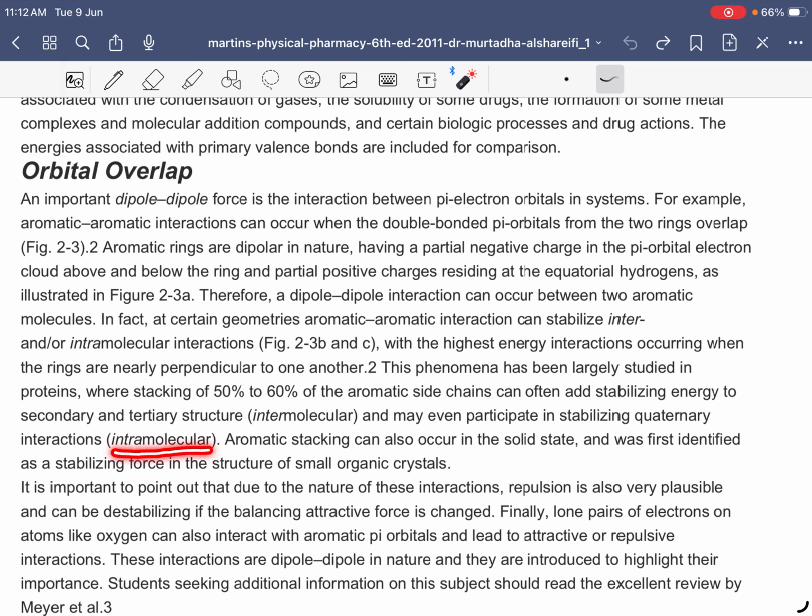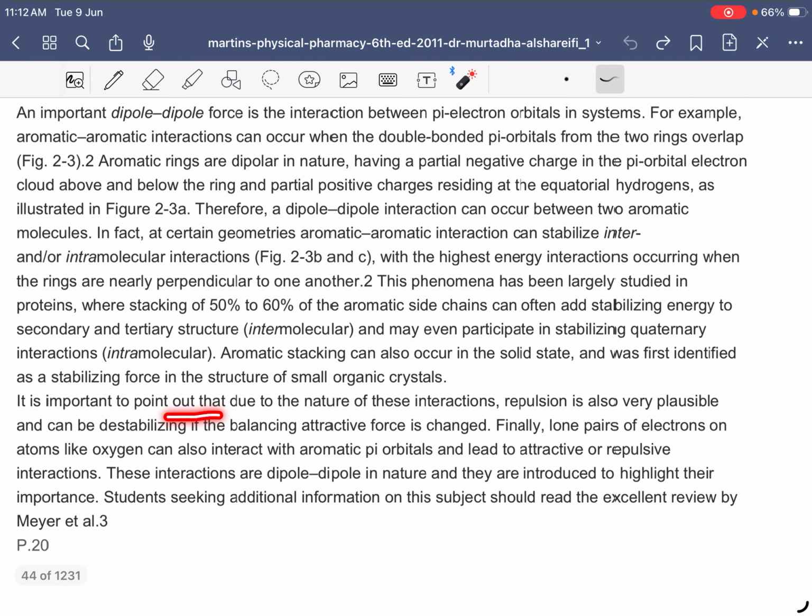interaction, that is intramolecular. Aromatic stacking can also occur in the solid state and was first identified as a stabilizing force in the structure of small organic crystals. It is important to point out that due to the nature of these interactions, repulsion is also very plausible and can be destabilizing if the balancing attractive force is changed.